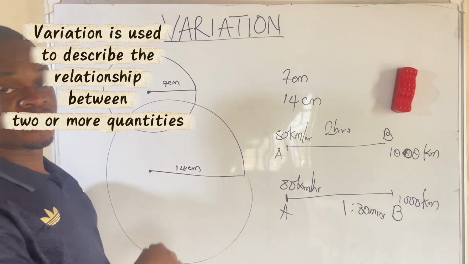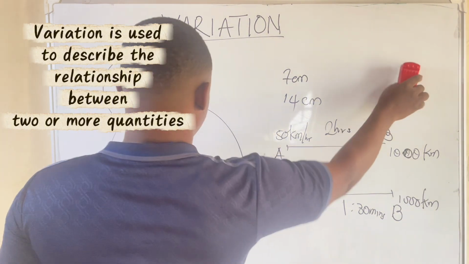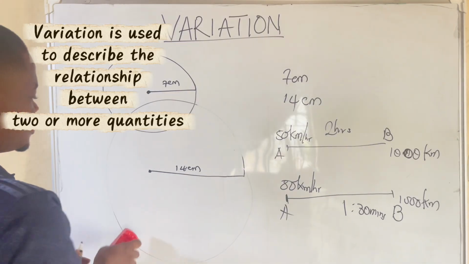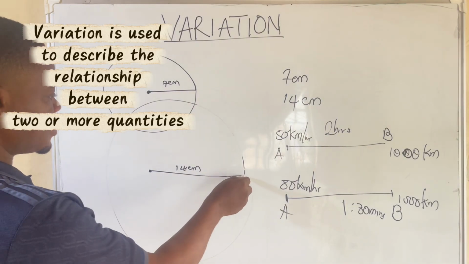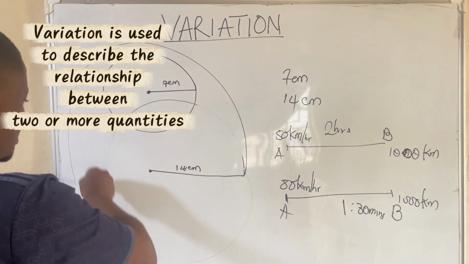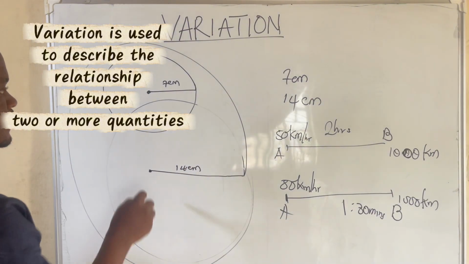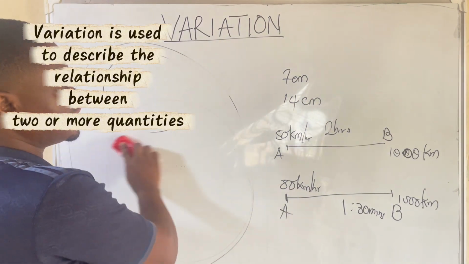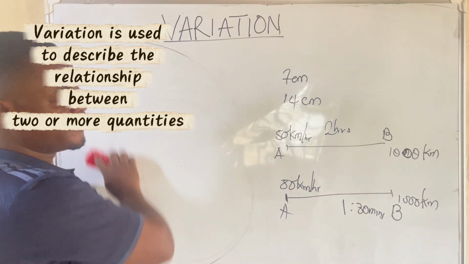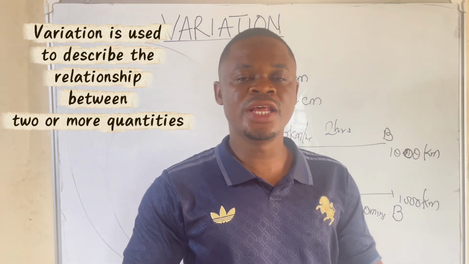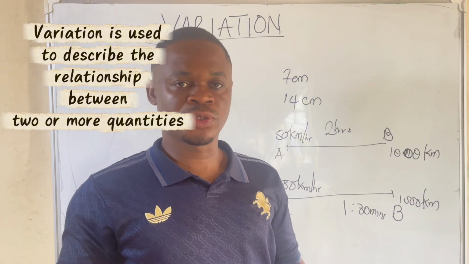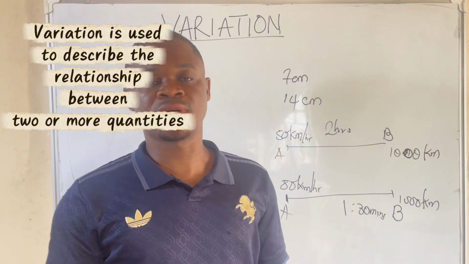So it's going to be bigger than this. So this will give me a very big circle, even bigger than this. So what we're explaining here is that variation is the relationship between two quantities. That is what we are explaining here. Between two or more quantities, rather.